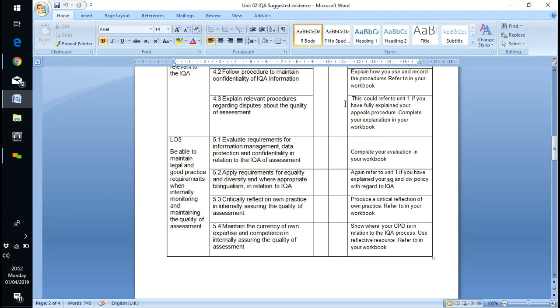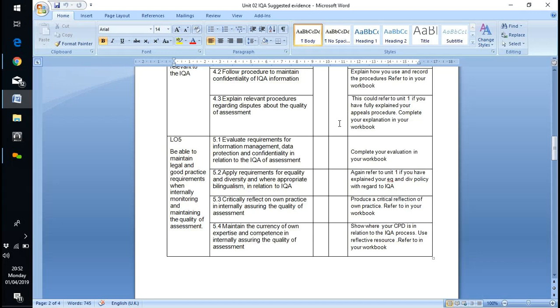Clause 3 is explaining relevant procedures regarding disputes about the quality of the assessment. Again, you could refer to Unit 1 if you've fully explained your appeals procedure and are complete in your explanation in your workbook. So that's looking at the dispute procedure or the appeals procedure by candidates or learners that want to appeal against decisions.